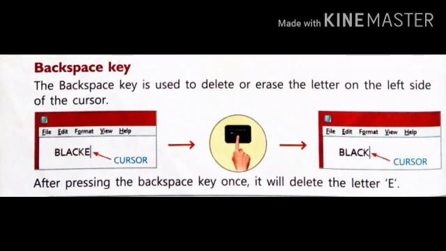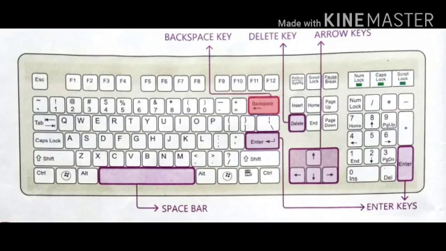Now, backspace key. The backspace key is used to delete or erase the letter on the left side of the cursor. There is an example given for you to understand it in a better way. See the spelling black, B-L-A-C-K-E, which is typed wrongly. By pressing the backspace key once, it will delete the wrongly typed character. And then we will get the correct spelling of black, that is B-L-A-C-K. The backspace key is present above the enter key.